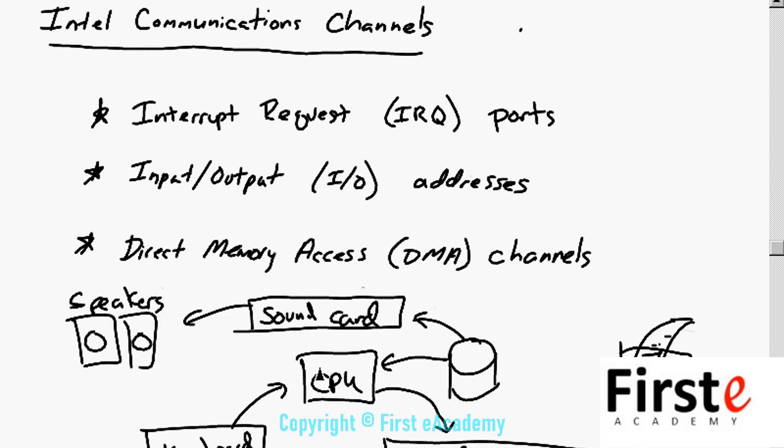So that's good, because then the CPU is left free to do whatever it's got to do otherwise, and the sound card can take care of the processing required to translate that MP3 or whatever file is on your disk into the format that the speakers can understand. Okay, so that's what the sound card does, and it takes care of all that processing and leaves the CPU free to do other stuff. Okay, so there's a very basic overview of how communications channels work in the Intel architecture.